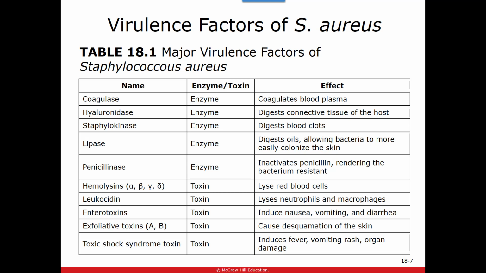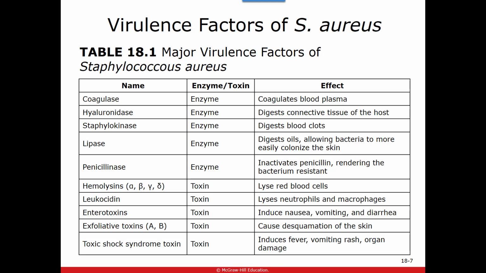It makes an enzyme called penicillinase, which means it breaks apart penicillin. So you're not going to treat a Staph aureus infection with penicillin. It also makes toxins. Hemolysin breaks apart red blood cells. And again, a lot of these toxins lead to a lot of the diseases and disorders that Staph aureus causes.